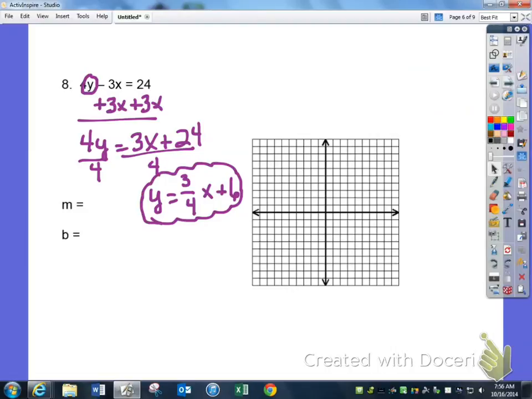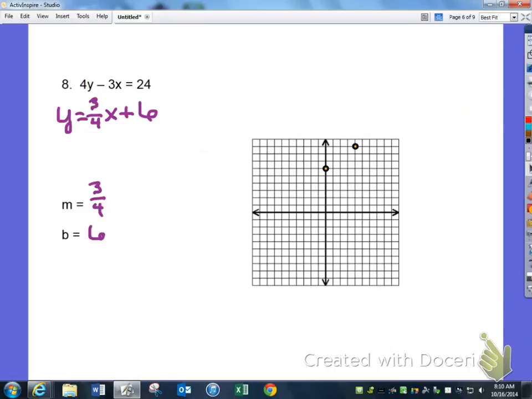So now I can look at my slope, which is 3/4, and my y-intercept, which is 6. So I'm going to begin at 6 and then move 3 over 4. That means I'm going to go up 3 over 4. So put a dot at 6, and then from there go up 3 over to the right 4. Remember, always to the right 4 until you run out of room. So go ahead and put those dots on your graph.